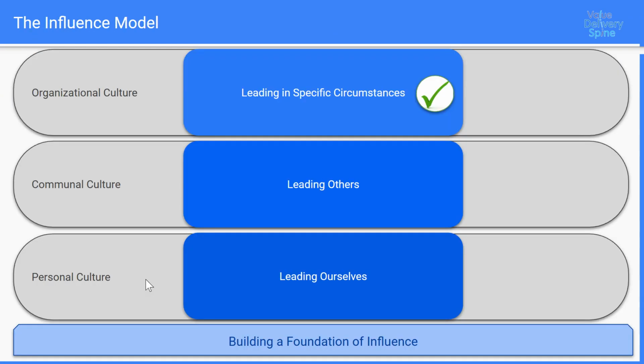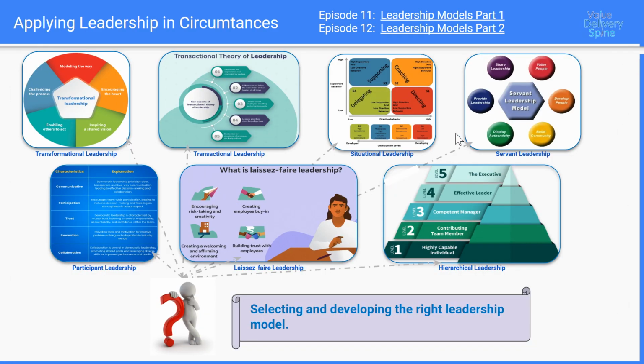All right, let's talk about that last piece. We've now talked about leading ourselves, leading others and their communal culture. Now let's talk about applying leadership in complex environments and the various ways we can do that. The first one is applying leadership to circumstance. We really want to be able to look at what the circumstance is and how to do it.